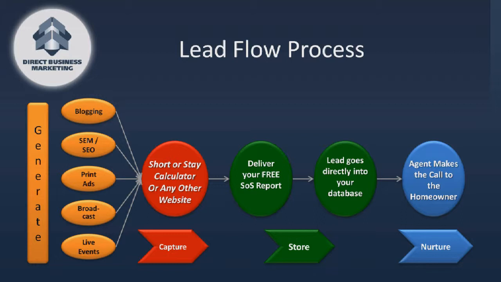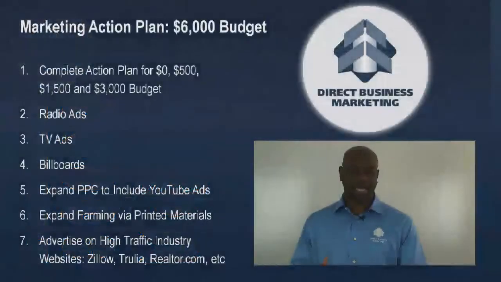So next slide. Today we're going to talk about these 7 items. Now remember, you should have looked at the first 4 videos: $0 budget, $500, $1,500, and $3,000 per month budget. Work those. Make sure we continue to do those as we are progressing to higher dollar values also. So from there, radio ads.